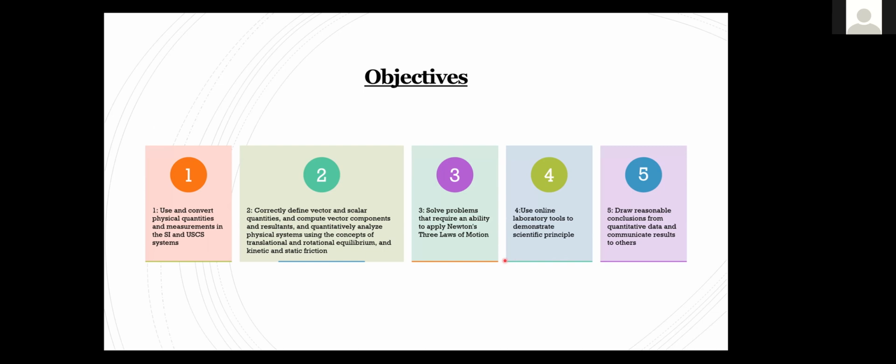By the end of the module, you should also familiarize yourself with how to convert quantities between the US customary system and the Système International, or the SI unit. You should be able to define what a vector is. A vector is any quantity that has both magnitude and direction. A scalar quantity only has magnitude and no direction.